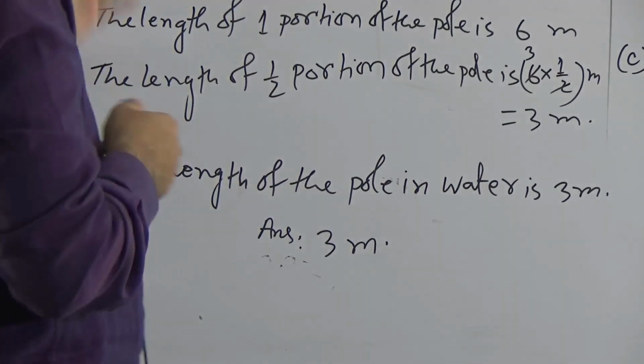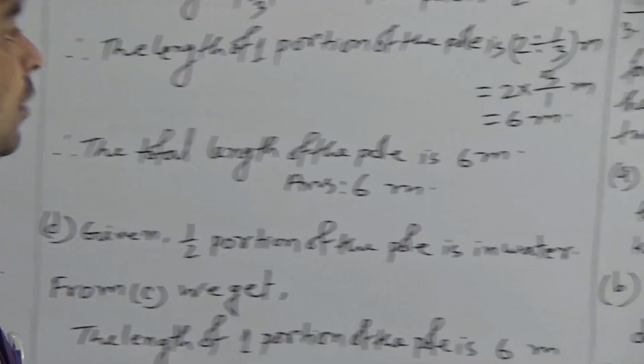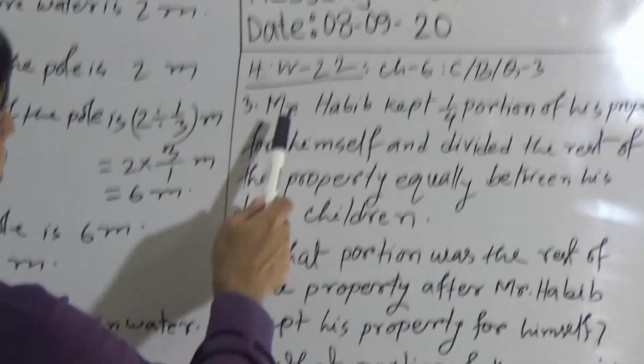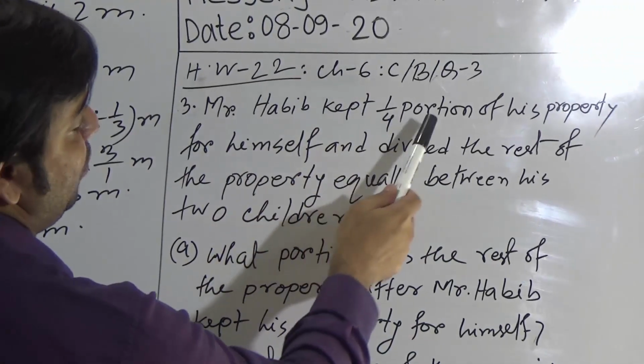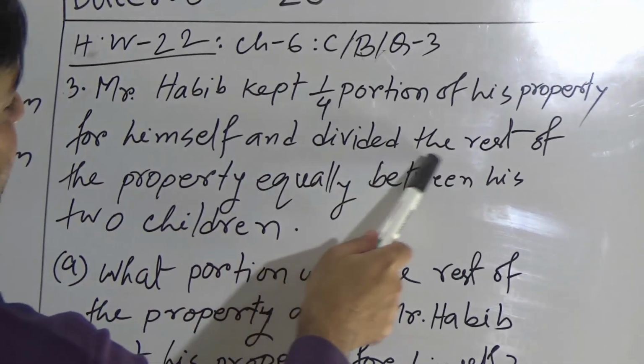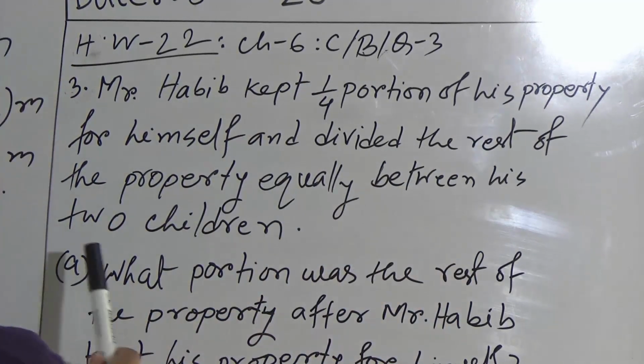Okay, dear students, I hope you have understood our today's lecture. Now I have given CBQ3 for your homework. See the question, CBQ3. Mr. Habib kept 1 by 4 portion of his property for himself and divided the rest of the property equally between his 2 children.